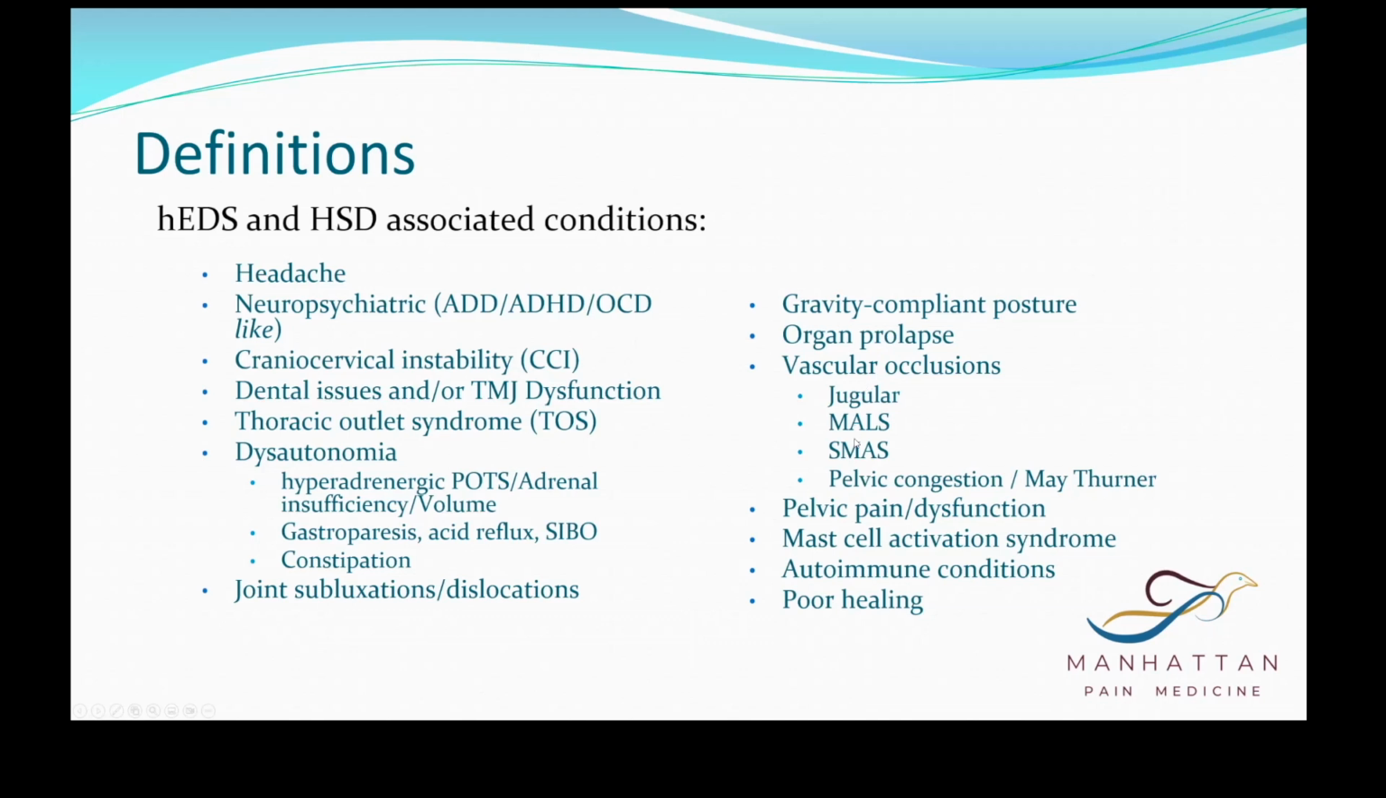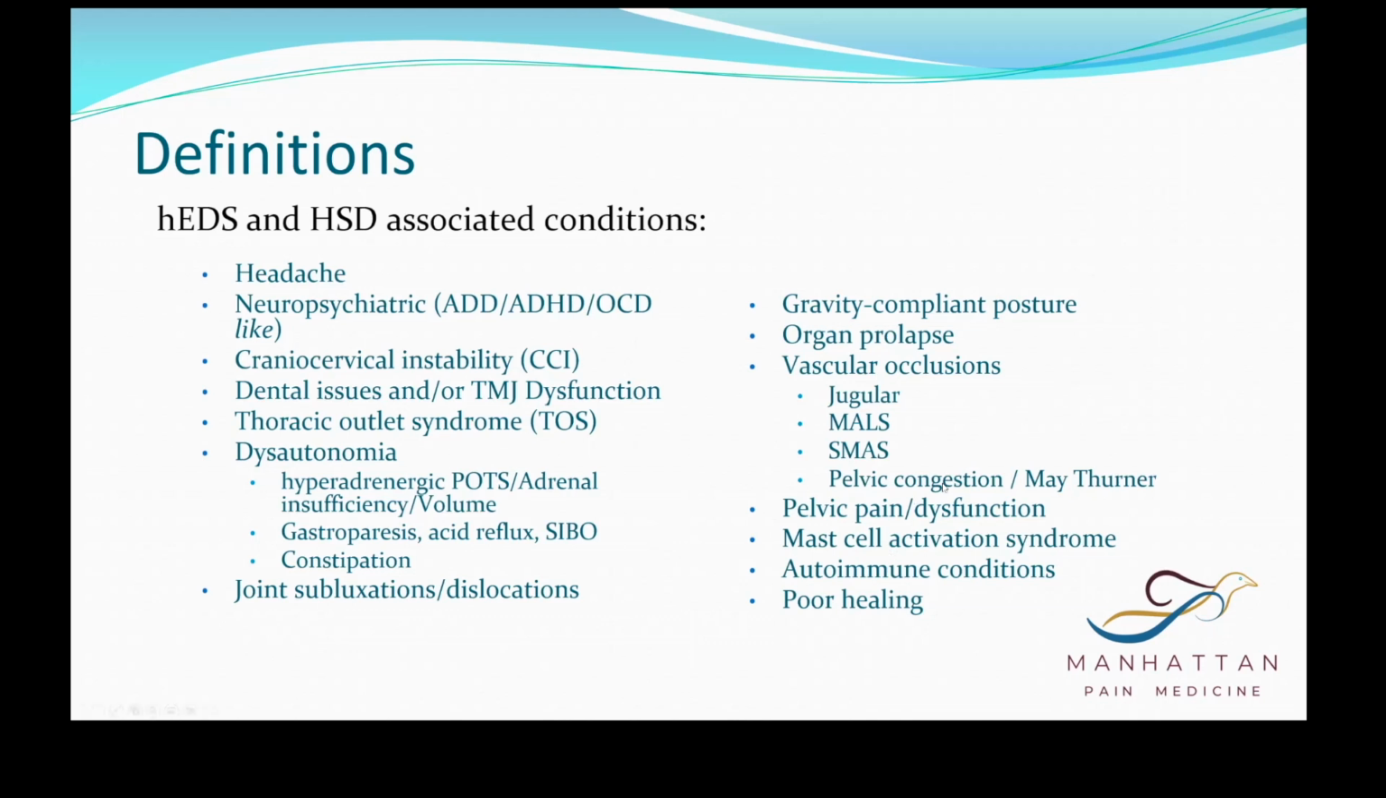MALS and SMAS, median arcuate ligament syndrome and superior mesenteric artery syndrome, are two specific diagnoses that happen more often in hypermobility. In this situation, it's blood flow affecting the gut. Because of sagging and stretching of the ligaments that hold things in place, the arteries can become occluded. With arterial occlusion, you lose blood flow and oxygen to an area, which causes substantial pain. Typically, it causes abdominal pain and nausea, and nausea might even be the prevailing symptom.